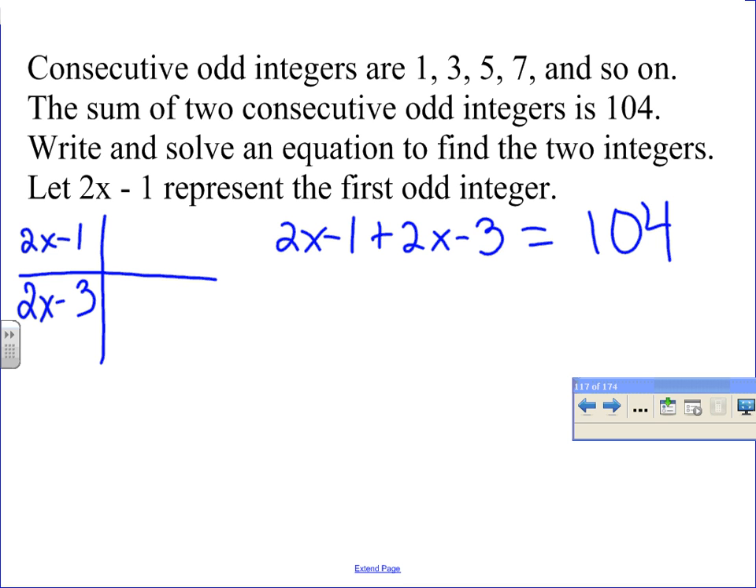So at this point, let's combine like terms. Doug, you with me? Okay, 2x plus 2x is 4x. Negative 1 minus 3 is negative 4, all equal to 104. If you haven't already, go ahead and solve for x and tell me what you get for x.